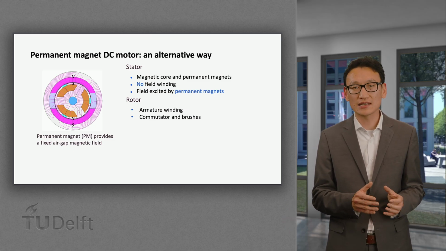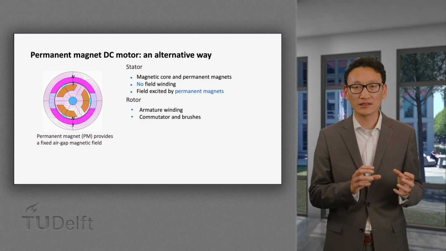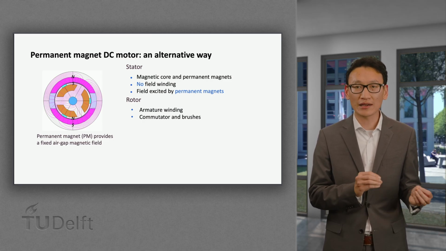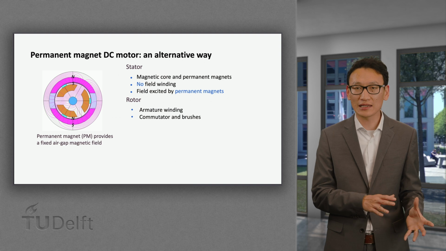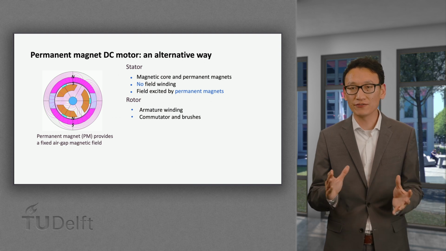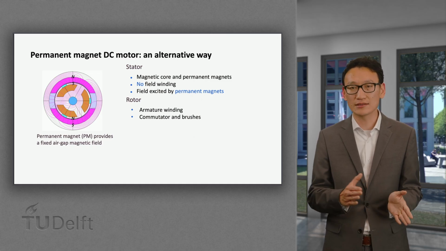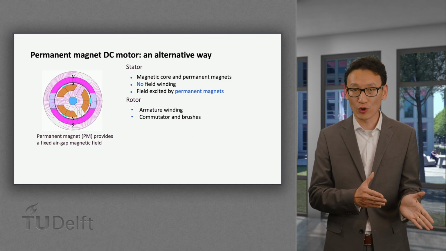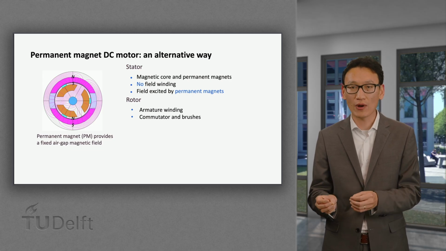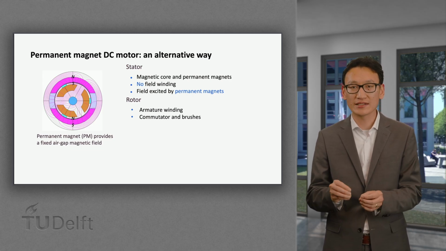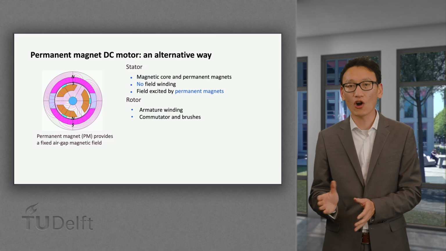Now, the stator consists of the magnetic core and the permanent magnets. Since the permanent magnets provide the magnetic field directly without involving field winding and field current, the loss on the stator side is reduced. The rotor structure is the same as the winding-excited DC motor, which consists of the armature winding, the commutator, the brushes, and of course the rotor magnetic core.